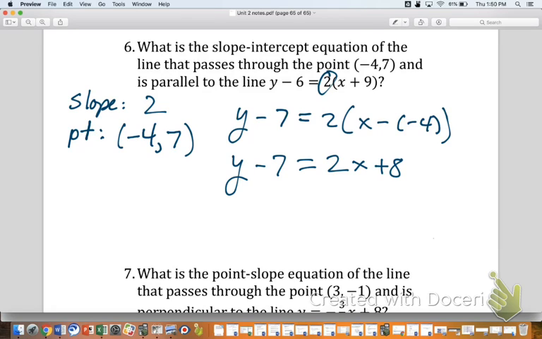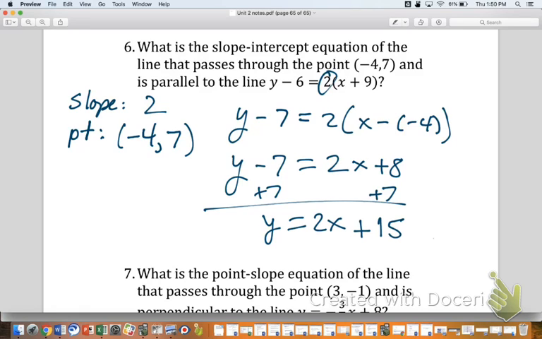Yep. Final step would be to get rid of that -7. We do that by doing what? Good. So when we add 7 over, we end up with y equals positive 2x plus 15.